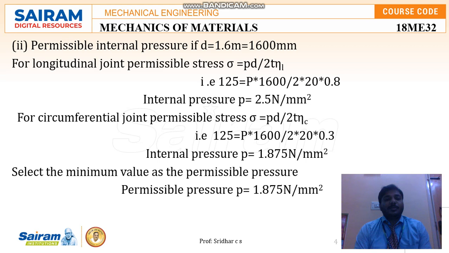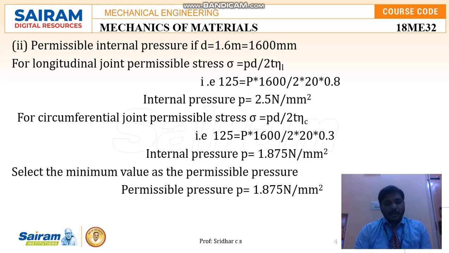This is the internal pressure we got for the longitudinal joint based on the given diameter. For the longitudinal joint with 80% efficiency, the pressure is 2.5 Newton per mm square. Now, similarly, we need to find it for the circumferential joint. The permissible stress sigma will be equal to PD by 2 into T into the efficiency of C. Sigma is 125 Newton, we need to find the pressure, the diameter is 1600, the thickness is 20, and 0.3. The 0.3 is the 30% efficiency they have given for the circumferential joint.